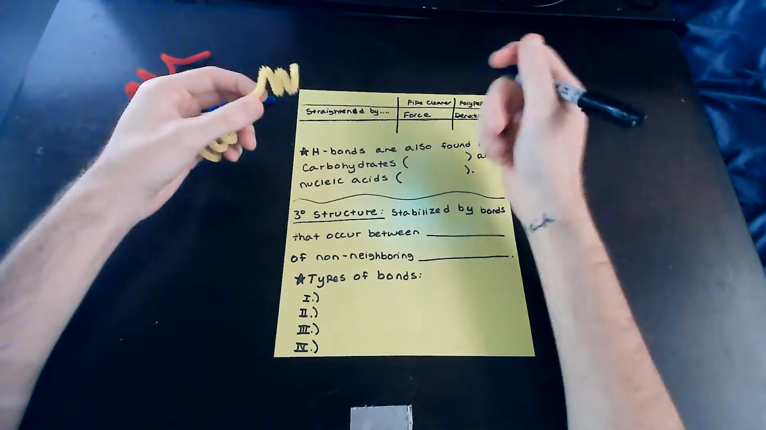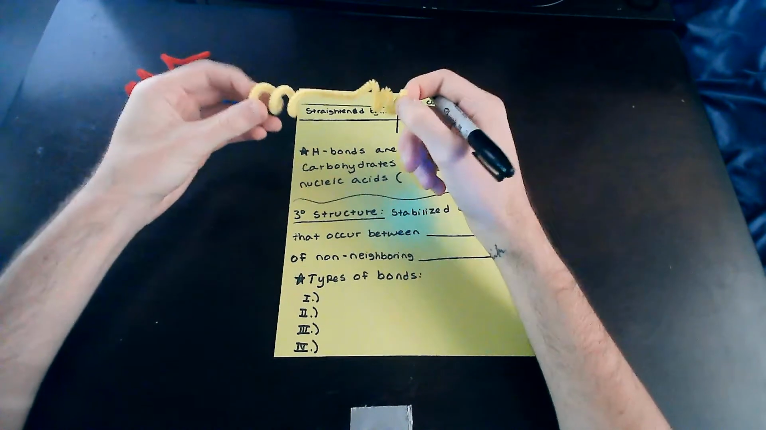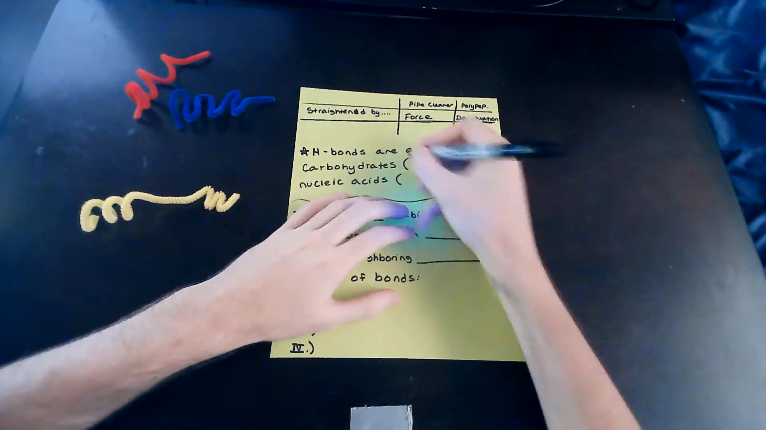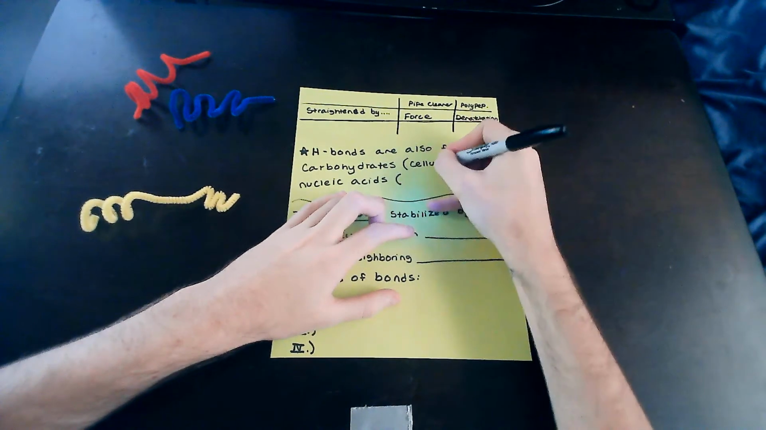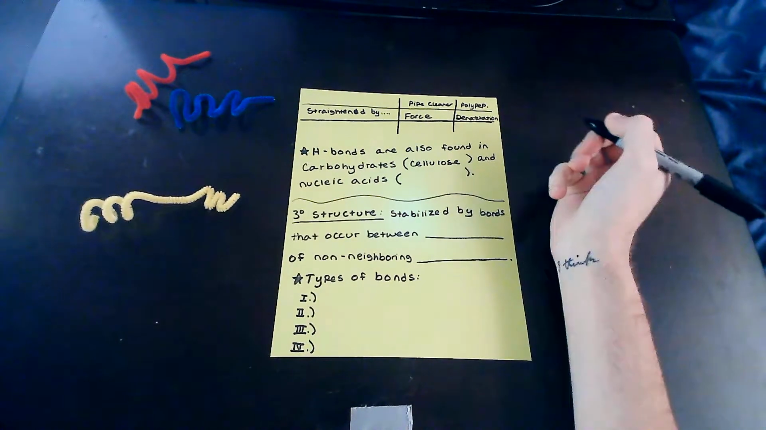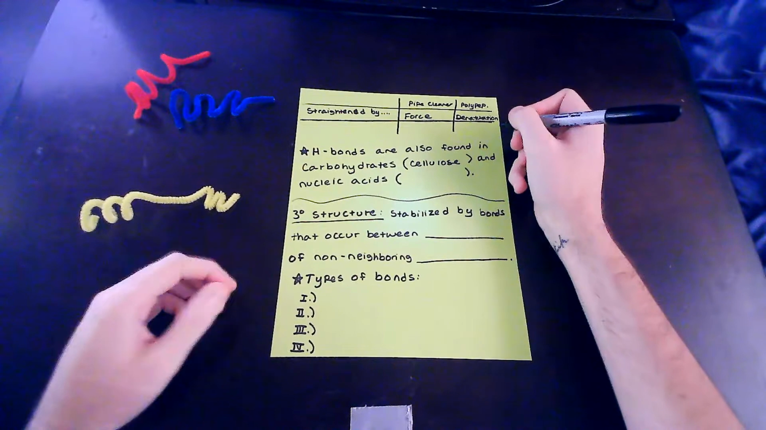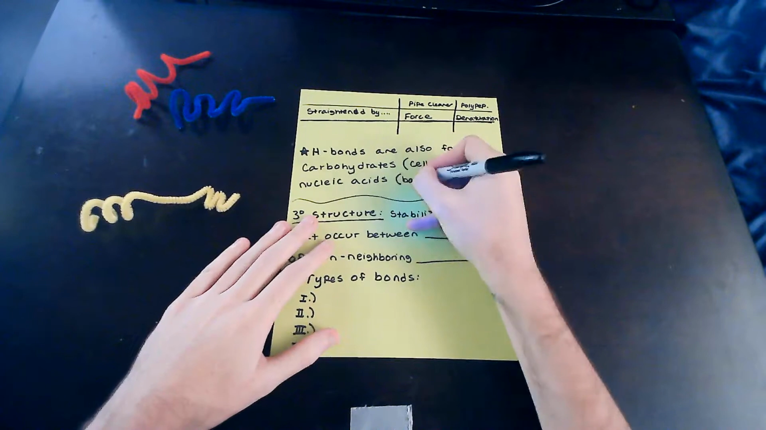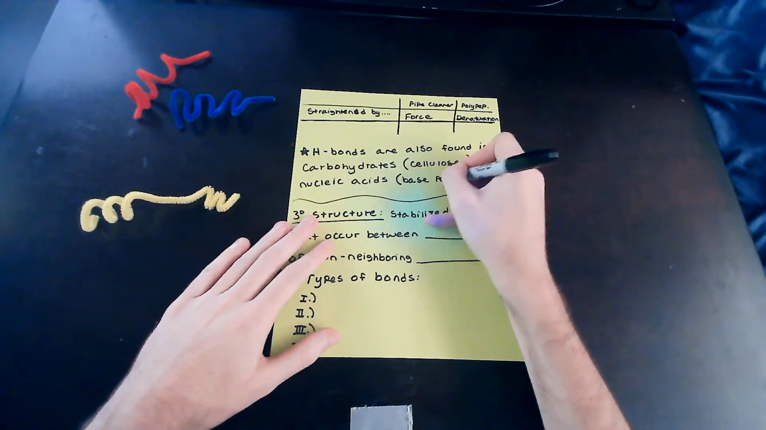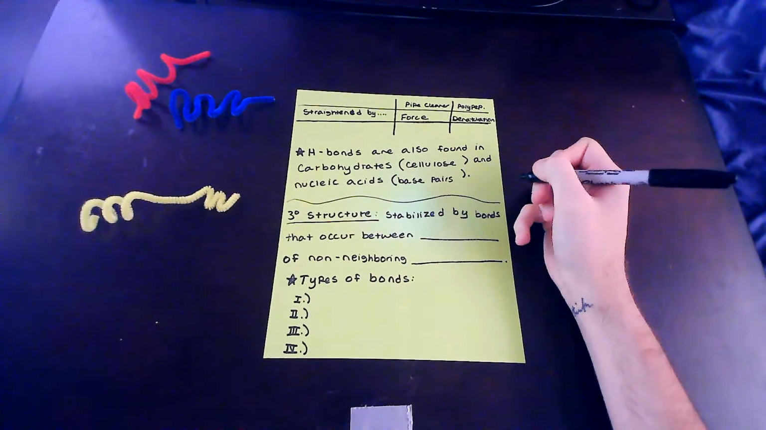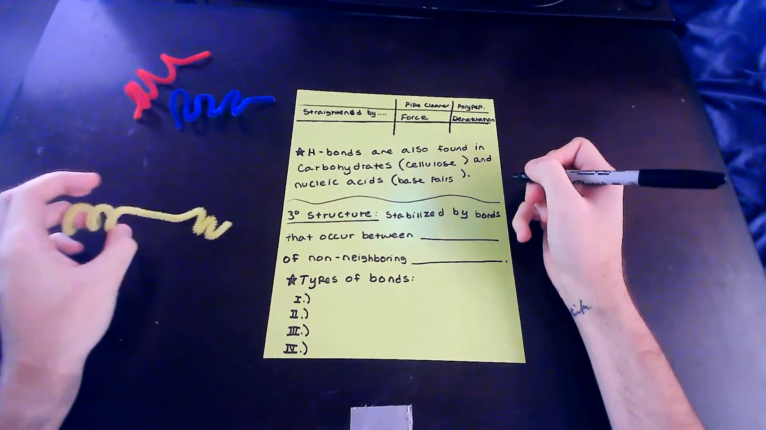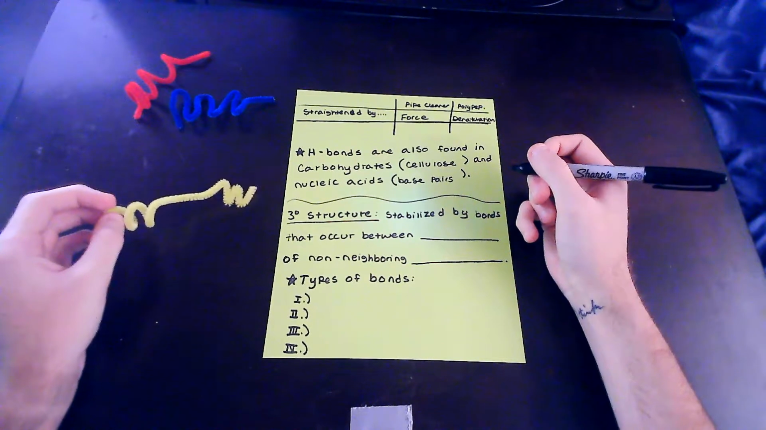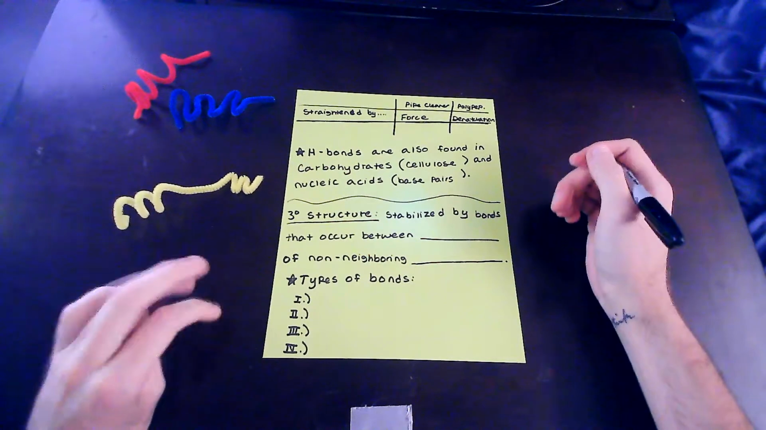Alright, so hydrogen bonds are not exclusive to polypeptides and proteins. They're also found in carbohydrates. My favorite example would be cellulose, the most abundant carb on the planet, and nucleic acids, right? So hydrogen bonding is going to happen between the different base pairs. And I'm sure you can probably find a couple of examples of hydrogen bonding in lipids, but it wouldn't be as present because lipids are a bit more hydrophobic and hydrogen bonding happens between hydrophilic portions of molecules.